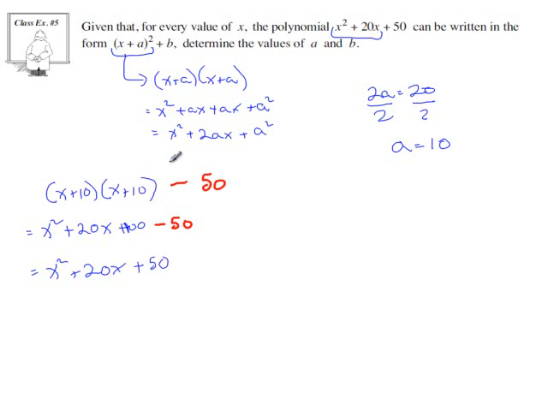So then look back at what you did. At (x plus 10) squared minus 50. So if you rewrite this in this format, you can rewrite this as (x plus 10) squared minus 50, which is the format that they asked for. So your a value is 10, and your b value is a negative 50.